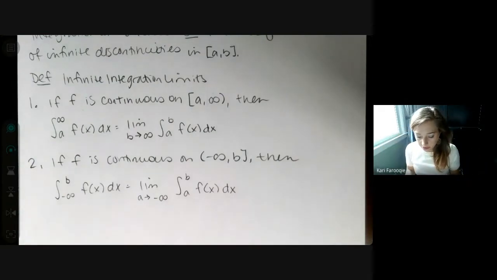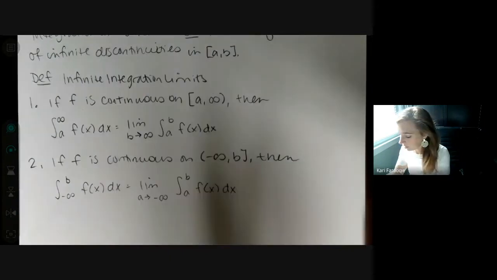Now, in both of these cases, the integral converges, and we'll talk about that, if the limit exists, otherwise it diverges.